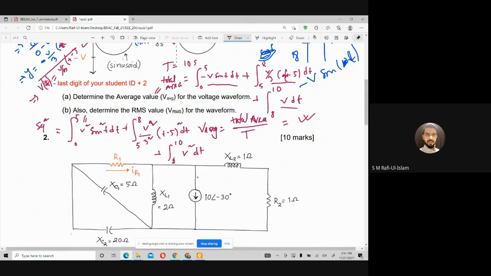Then what is the mean value? The square mean value equals whatever square value we get divided by capital T, then the RMS value V_RMS equals the root of the square mean value. So whatever square mean value we got, if I take the square root of this, then we will get the answer. Do you understand now? Yes, sir. This is what we have learned.